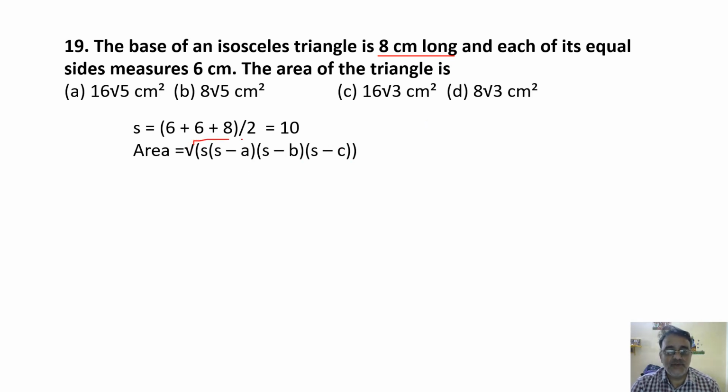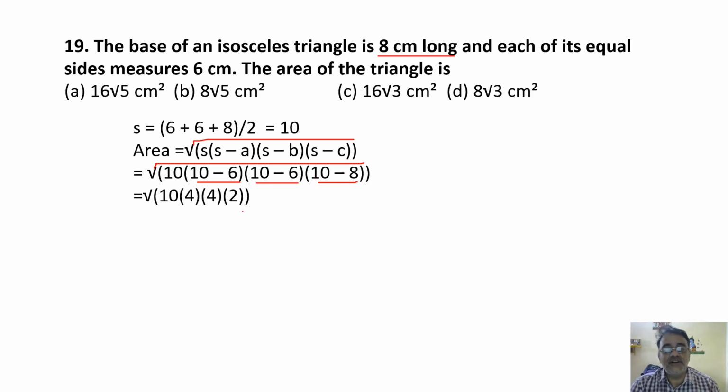Okay, so that is Heron's formula. Now we are going to substitute s, a, b, c. We have substituted. Now look carefully, this will become 4, 4, 2. So 10 into 4 into 4 into 2.